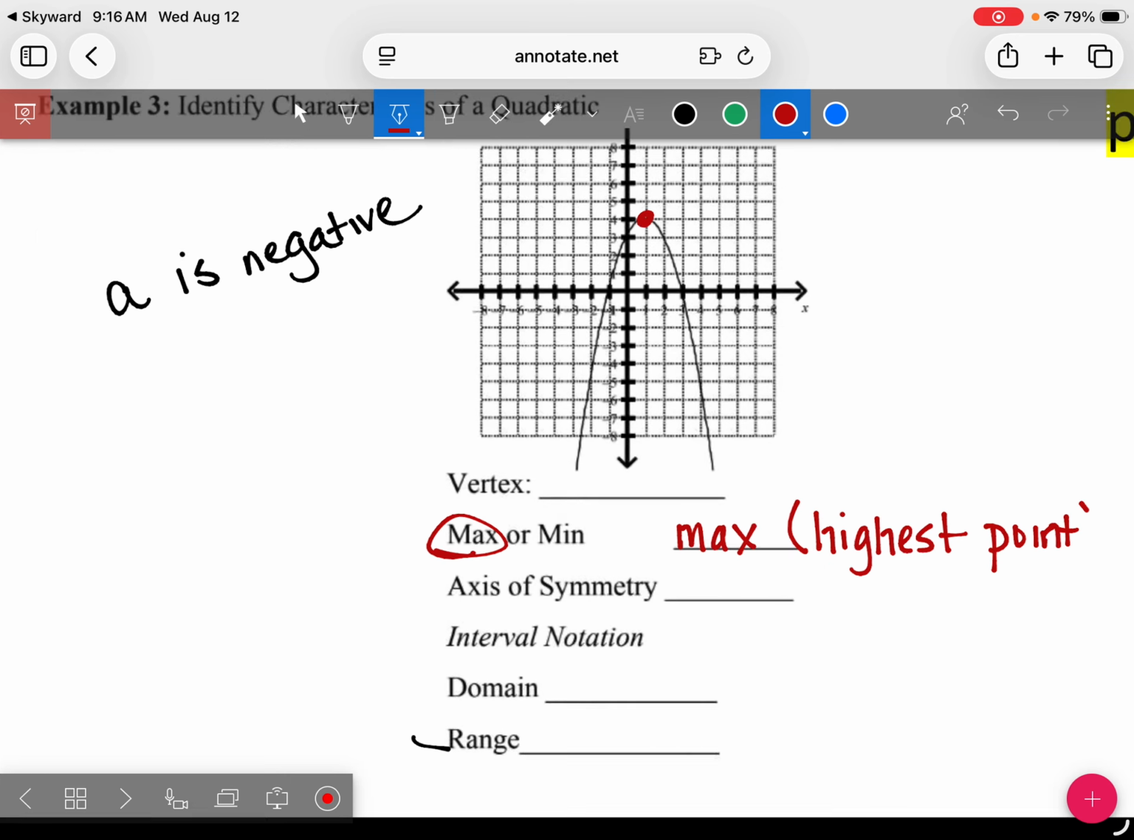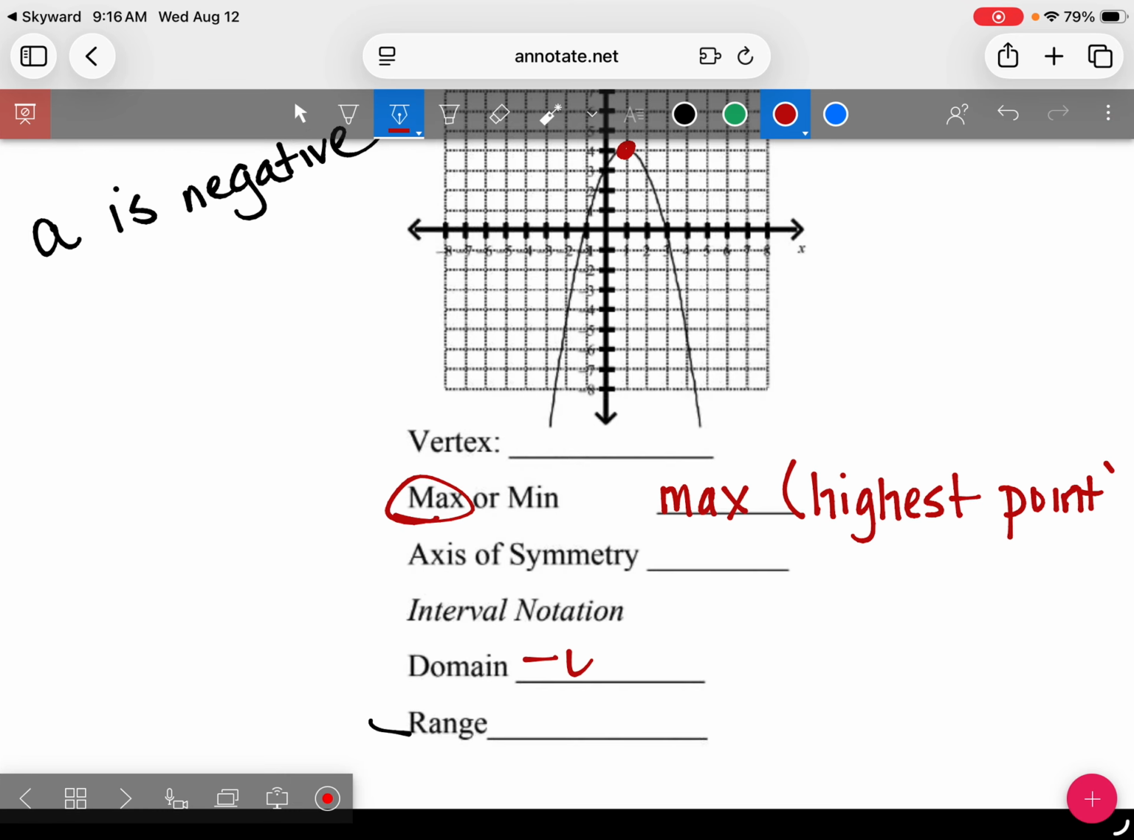So let's go ahead. Oh, I forgot to fill in domain. Let's fill that in because that doesn't change. All right, so where did I put that red dot? What is the coordinate plane, the ordered pair? The ordered pair for that red point, Stefan? Is it 1, 4? 1, 4.